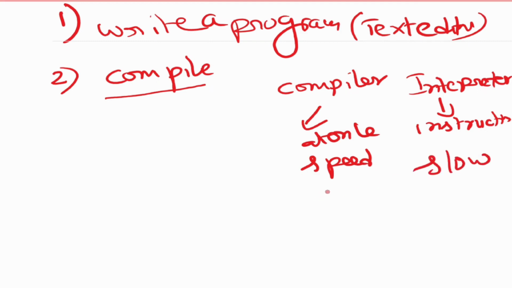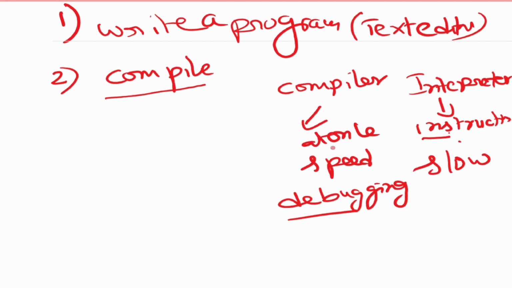But compiler debugging is difficult. What is debugging? If you have an error, that is called a bug. Removing errors is called debugging. With an interpreter, because it works instruction by instruction, it will know where the error is and stop from there. Then we will know in which line we have the problem, and accordingly we can debug easily.